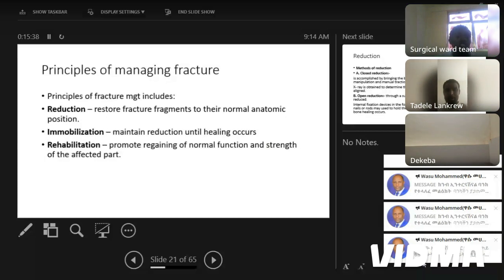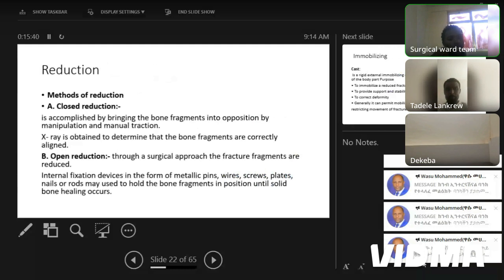Next, one by one, the methods of reduction: closed reduction and open reduction. Closed reduction, as the name indicates, is closed. We use the traction method. This is accompanied by bringing the bone fragments into position by manipulation and manual traction. X-ray is also very important to determine that the bone fragments are correctly aligned.